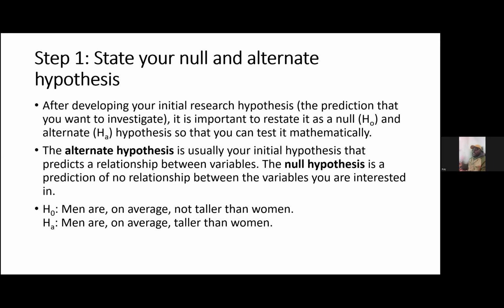You test it mathematically. The alternative hypothesis is usually your initial hypothesis that predicts a relationship between variables. This one is just a tutorial, and then after the tutorial, we'll go to the practical. Okay. The null hypothesis is a prediction of no relationship between the variables you are interested in.